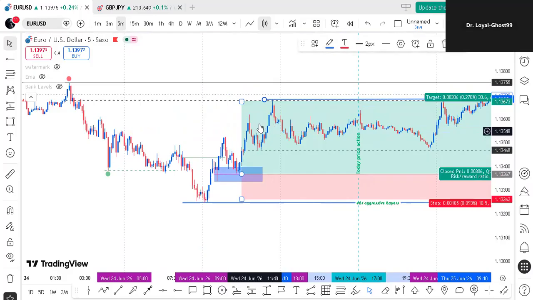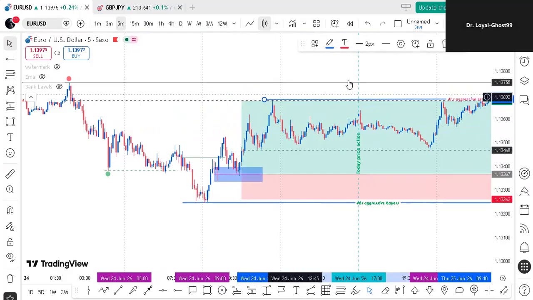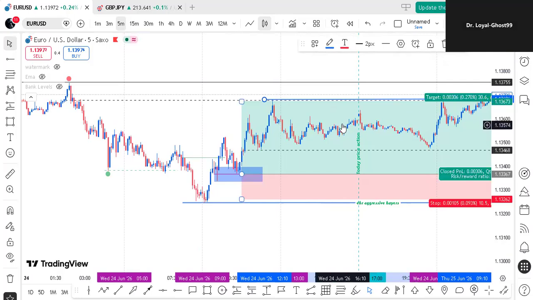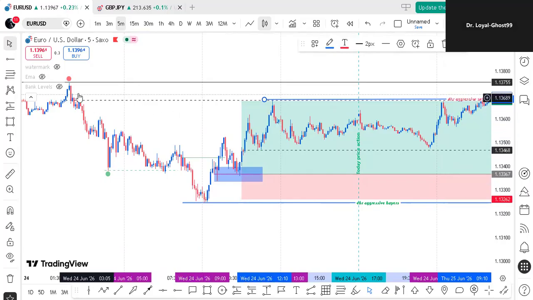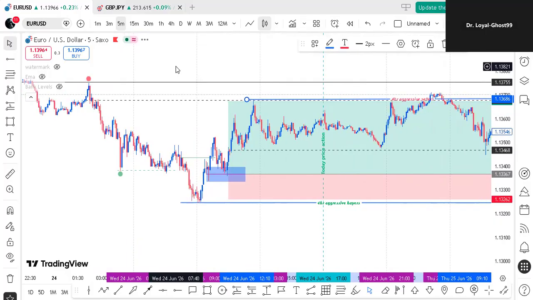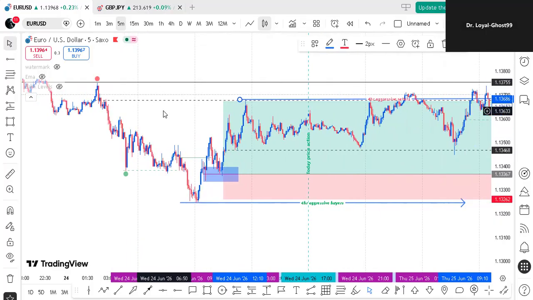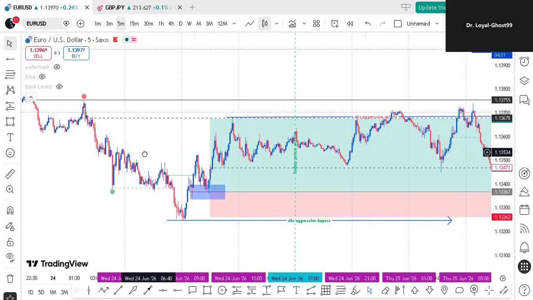So I normally target 30 pips, risking 10. And the great target we have here was this high right here. This was our immediate target after this zone, because price can sometimes retrace and pull us out.